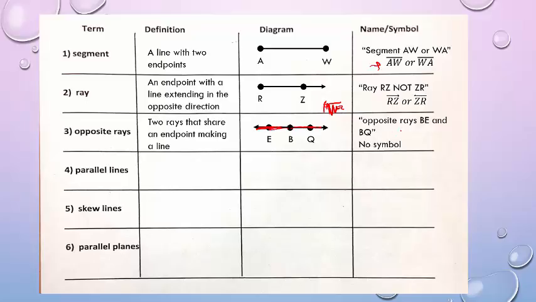Now there is no symbol to say opposite ray, so you just have to write the words opposite rays, BE and BQ. It has to be that order. It would not be correct if you switched it and made it EB and QB. Those are not opposite. Since B is the common endpoint, B is the letter that we use to name first.